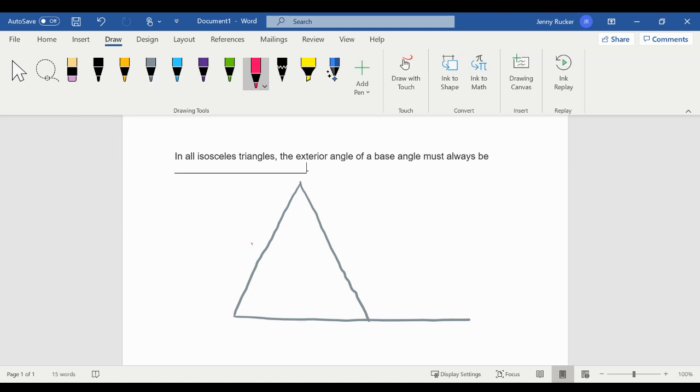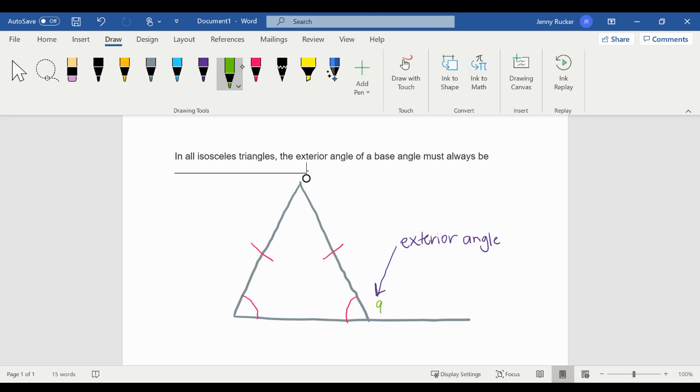We know it's isosceles, so let's mark these two segments congruent. And let's go ahead and mark our base angles congruent. And this would be the exterior angle that we are trying to determine if it needs to be acute, right, obtuse, or equal to the vertex angle. Let's start with our first choice of a right angle.